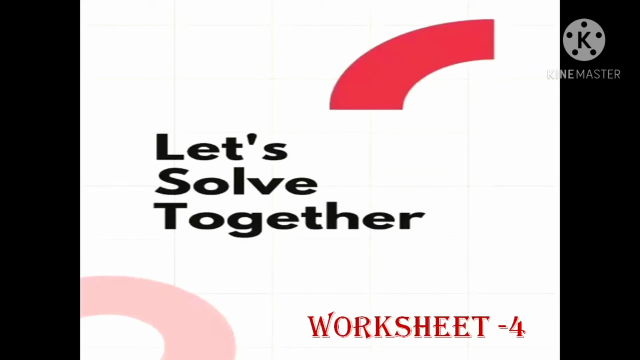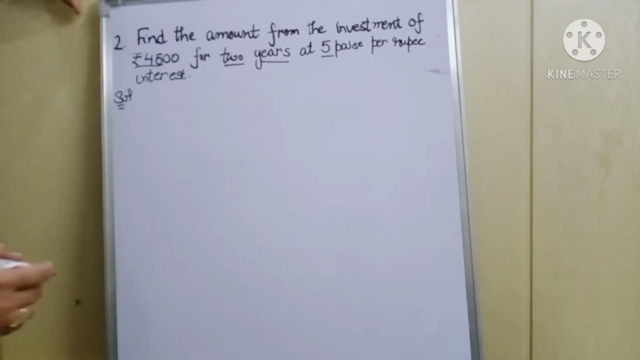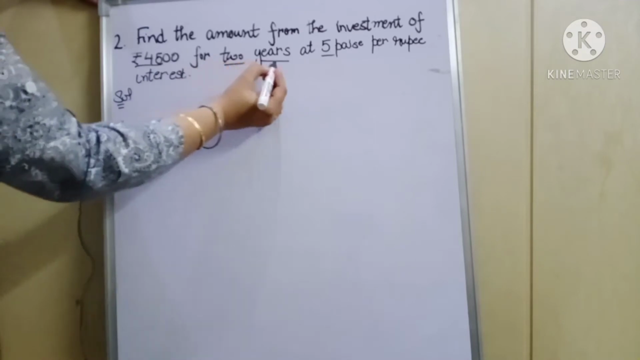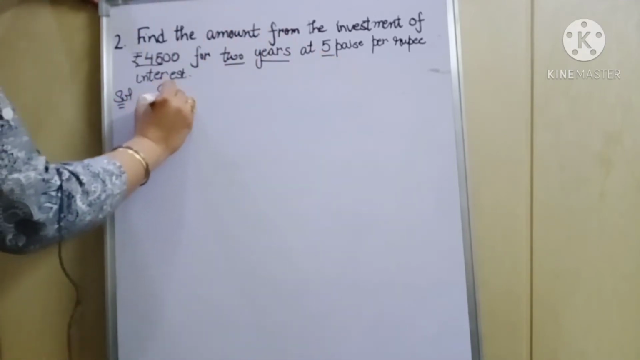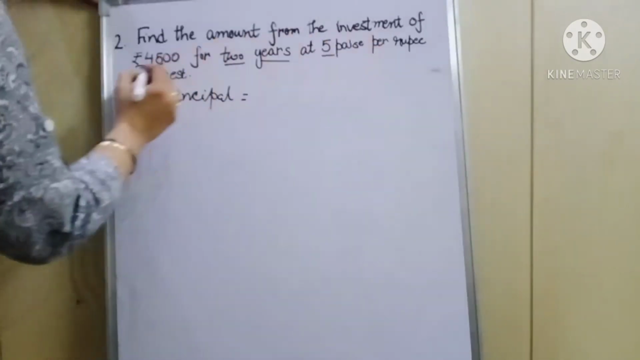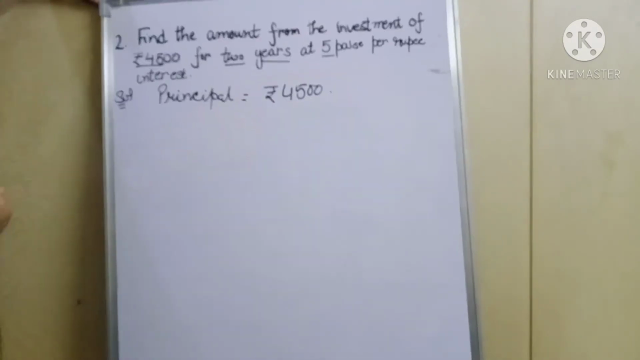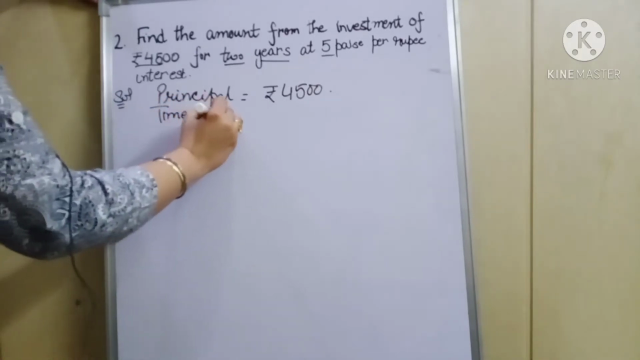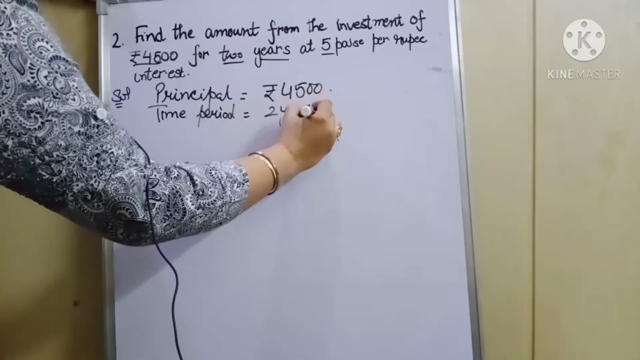Let us solve worksheet 4. Let us start doing sum number 2. Find the amount from the investment of rupees 4,500 for 2 years at 5 paise per rupee interest. Here in this sum, they have given you the principal. The investment is of rupees 4,500. Now, for how long is this investment? Time period is equal to 2 years.